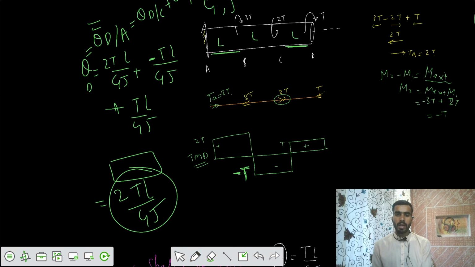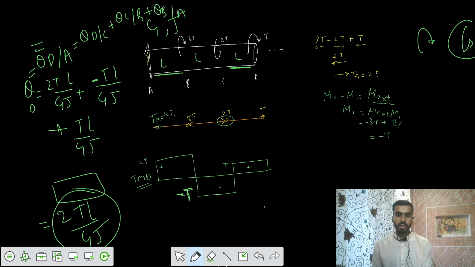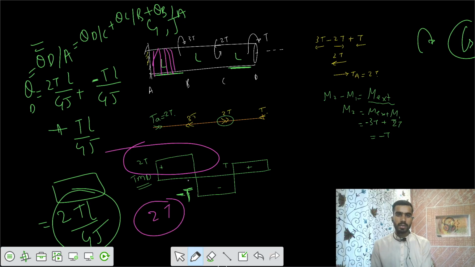From the torsional moment diagram, we said that the maximum moment developed here would be 2T. So this part is critical for design. If your design for AB is safe, that means the rest of the part is safe also, because the torque developed here is a maximum of 2T.